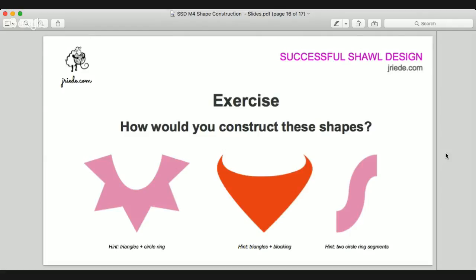So most of the shawl shapes that are possible are described in Shawl Design in Plain English. And if you find a shape that is not described there and you're curious about it, then please let me know, and I'll do my best to find out how this shawl shape can be constructed.